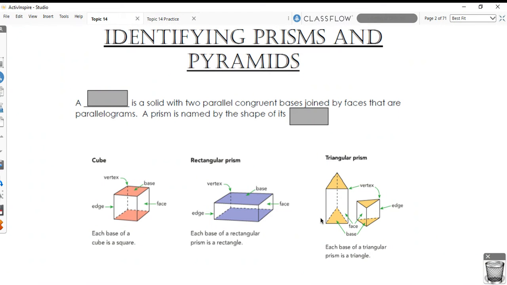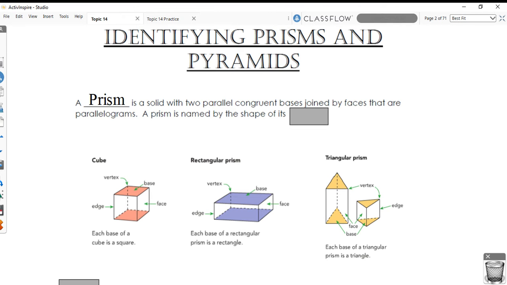All right, y'all, we're looking at the very beginning of our topic 14 notes. Front page has this on it, identifying prisms and pyramids. Okay, that's the first step of what we're looking at today. We're talking at the very beginning here about prisms. Okay, that's the first thing to fill in that blank right there.